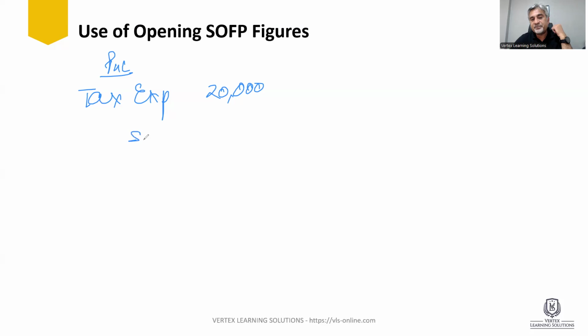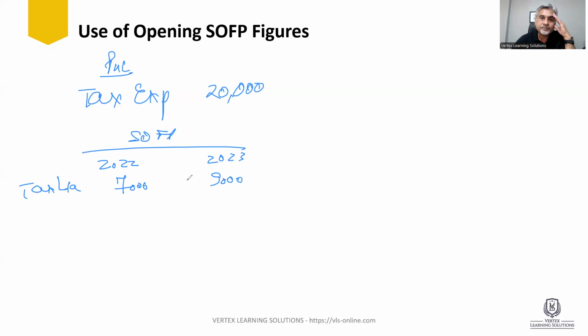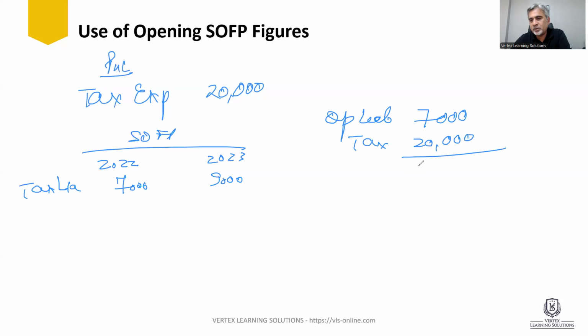Then I go to my statement of financial position and I say, okay, how much was last year? How much is this year? Tax liability. Last year tax liability was 7,000. This year tax liability is 9,000. Then I say, fine. I have 7,000 as my opening tax liability. This year tax expense is 20,000. So it means that my total tax liability should have been 27,000.